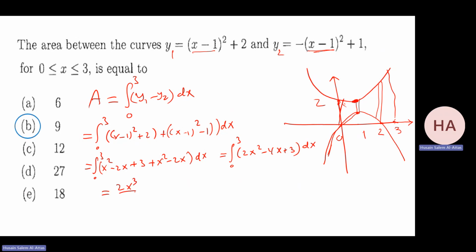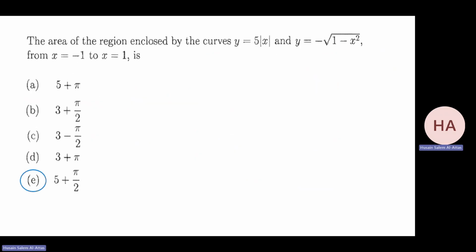That gives me 2x cubed over 3 minus 2x squared plus 3x from 0 to 3. Substitute the 3: 27 over 3 times 2, that will be 18, minus 2 times 9 is 18, plus 9, minus 0. Since I'm minus 0, that would be 9. So this is the area.